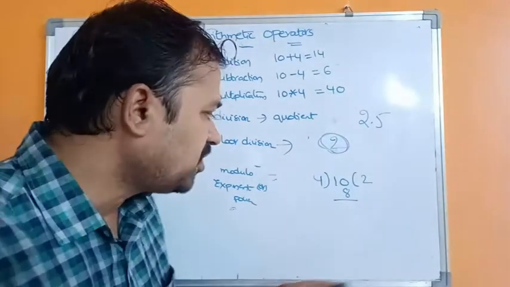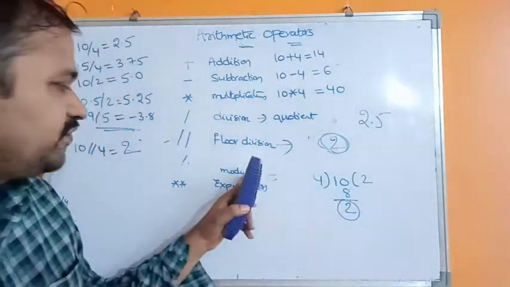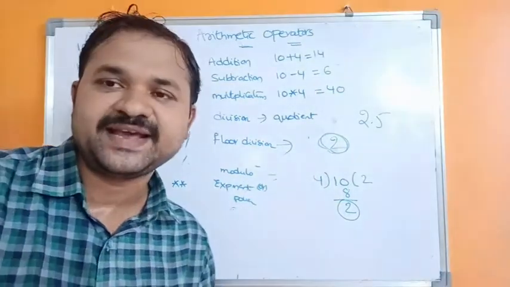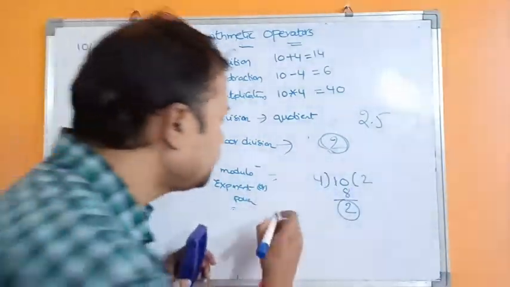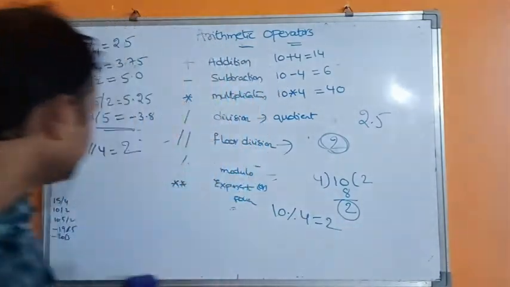Now if we perform the modulo operation, then we will get what? 2 as the remainder. We know that modulo will always give the remainder as the result. So 10 modulo 4 means we will get 2 as the result.